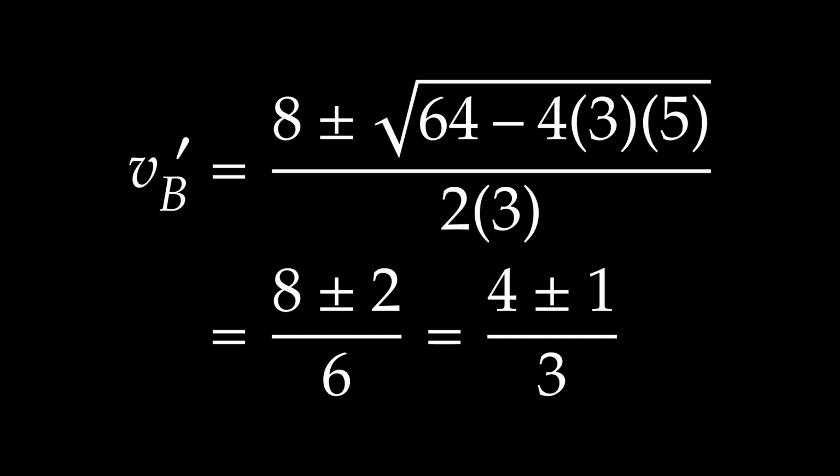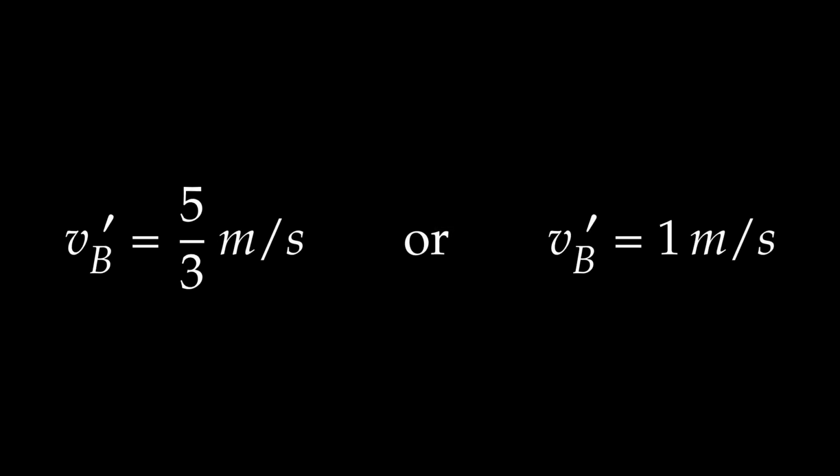Naturally, there are 2 roots to this quadratic. There are 2 possibilities and that's because of the square root that appears. So there are 2 roots to this. Those roots are, if I do 8 plus 2 divided by 6, that's 5/3 of a meter per second. That is one possibility for the final velocity, VB prime. Or, if I subtract 2, I get 1 meter per second as a possibility. So there are 2 roots, 2 possible values for VB prime.